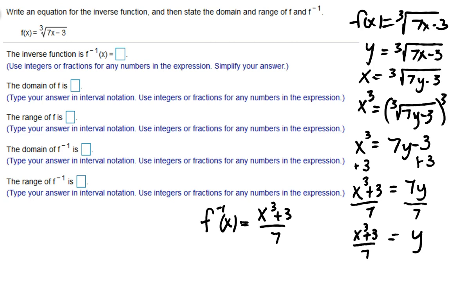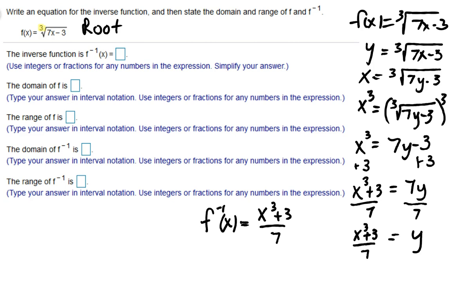So let's go to the next part. The next part says the domain of f is, so looking at the original function, I want to put this function in a category. The categories you should be thinking about are polynomial, rational, and root. Because this one has a radical, this is a root function. And once you decide that it's a root function, you want to pay attention to the index on that radical because you find the domain differently based on whether that index is even or odd.